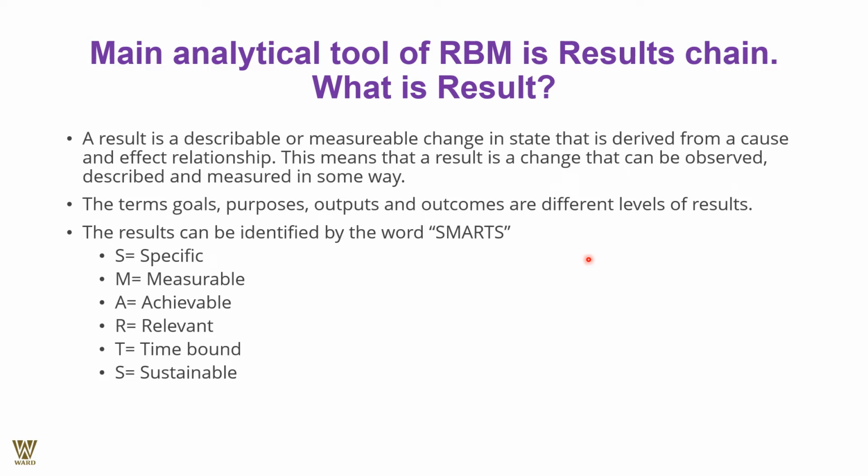The cause and effect per day, on a day basis, on a time scale basis, on your load basis, and so on and so forth. This means that a result is a change that can be observed, that can be described, and most importantly, that can be measured in one way or the other. So the terms goals, purpose, output, and outcomes are different levels of result. So this is what we are looking for: the goals, the purpose, the outputs, and the outcome.